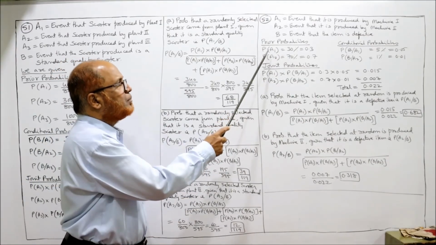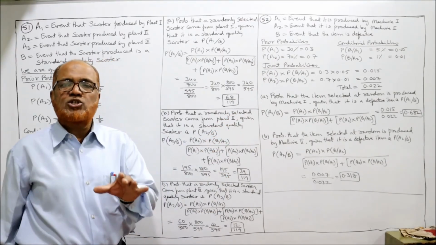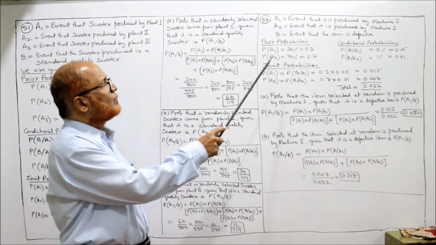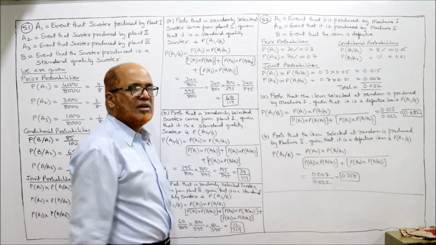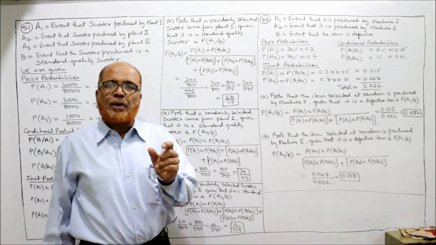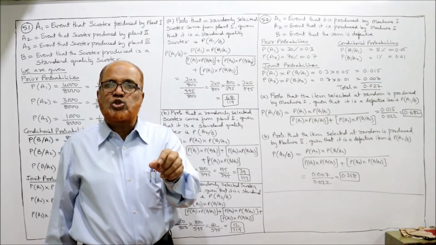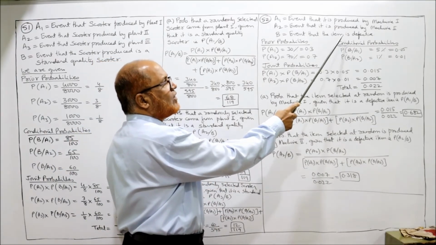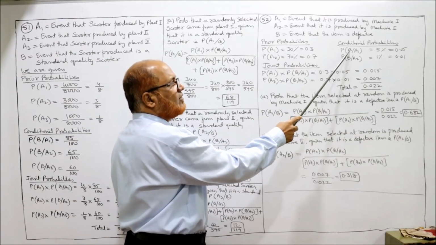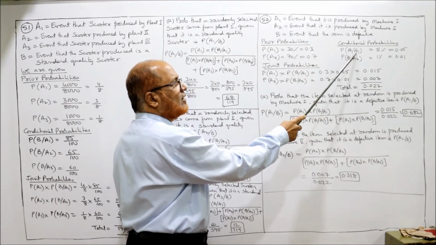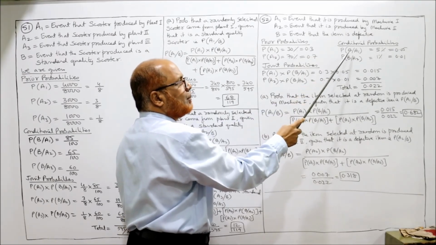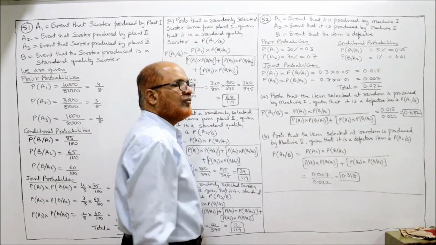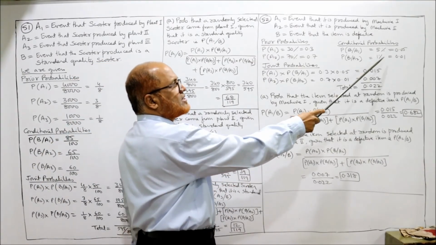Now, prior probabilities. P of A1, P of A2. And how many units are produced by machine 1? 30% by machine 1, 70% by machine 2. 0.3, 0.7. Conditional probability. What is the probability of defective item produced by machine 1? 5%. So P of B, B stands for defective item. The probability of defective item given that it is produced by machine 1, A1. A1 is machine 1. The P of B given A1 is 5%, 0.05. P of B given A2, defective item produced by machine 2 is 1%, 0.01.